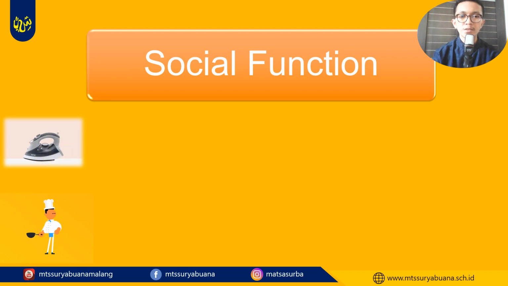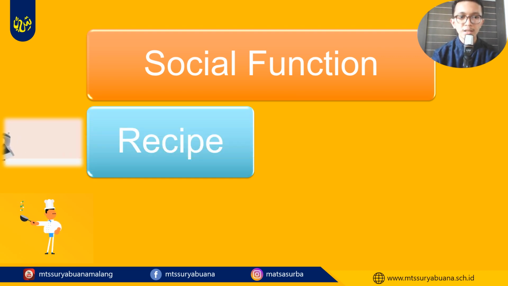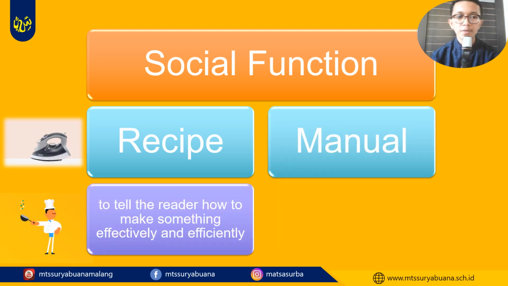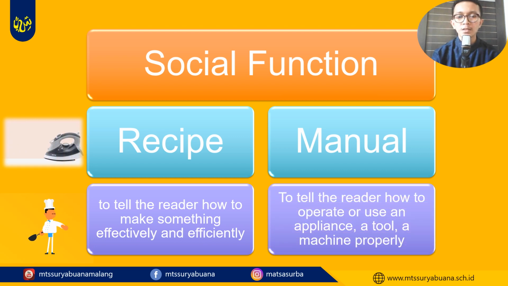Okay, it is about the social function of procedure text. The first one is about recipe and manual. The social function of recipe is to tell the reader how to make something effectively and efficiently. And about manual, the social function is to tell the reader how to operate or use an appliance, a tool, a machine properly.